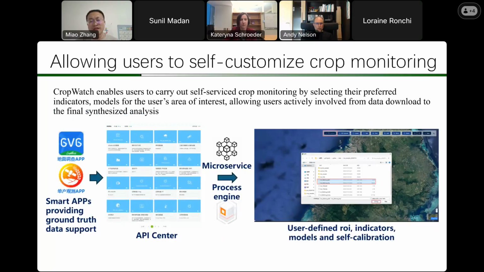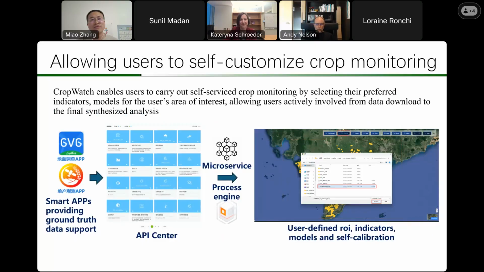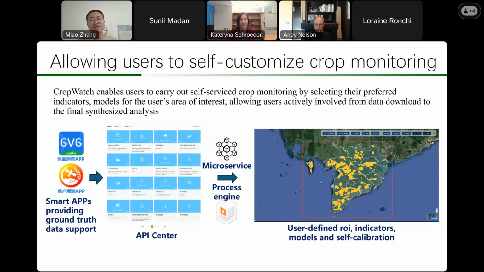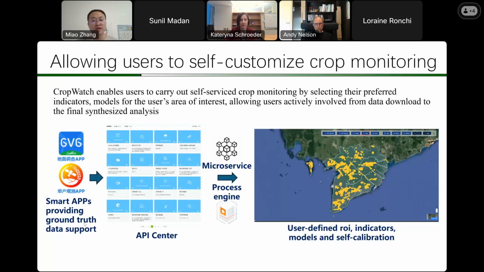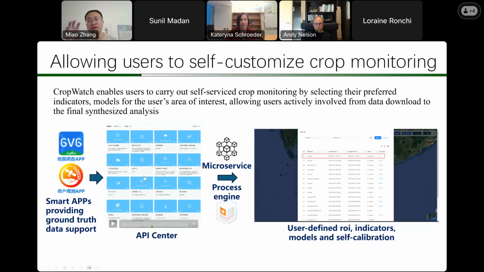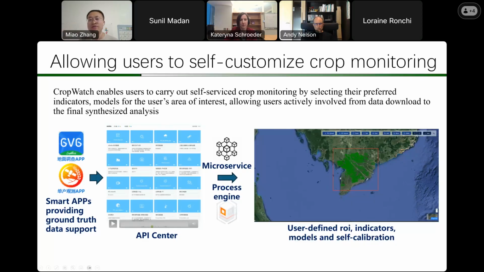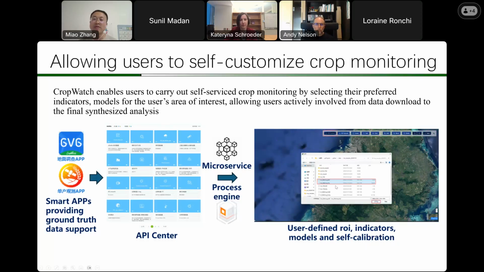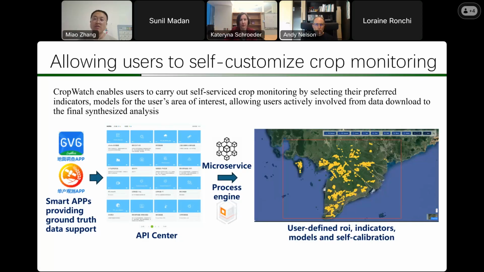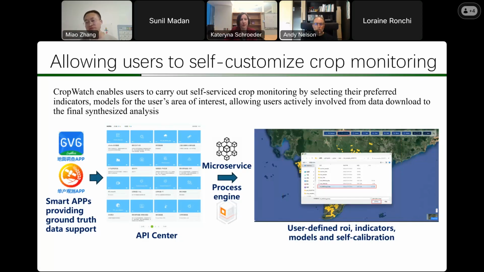So this is the last slide I want to show to you. This is one of the unique features that CropWatch Cloud offers. It allows users to self-customize crop monitoring, so that the user could select different components and target different regions using different indicators, using their own data to generate high-resolution crop type maps, and the result could be downloaded to the user side. They could use it internally.